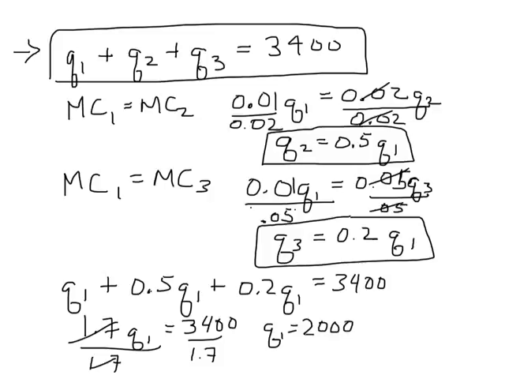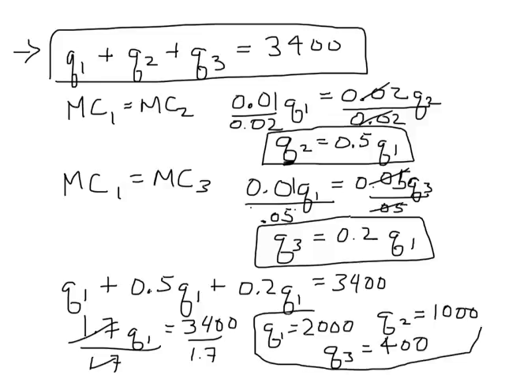That means, remember, Q2 is just half of that. Half of 2,000 is 1,000. And Q3 was 0.2 times 2,000, otherwise known as 400. And that's my answer. So again, we take a problem that looked really hard at the beginning, but once you write down everything you know and apply that equimarginal principle critically, it turns into a fairly straightforward problem.